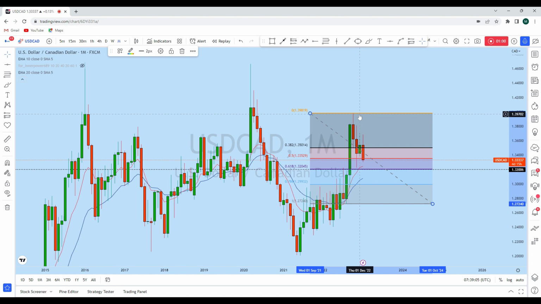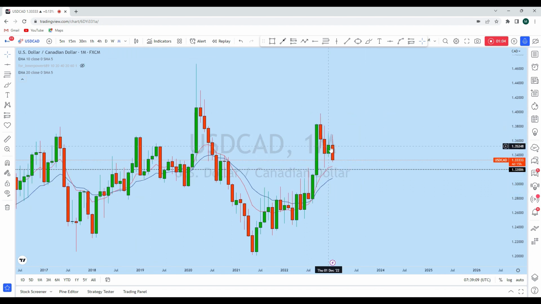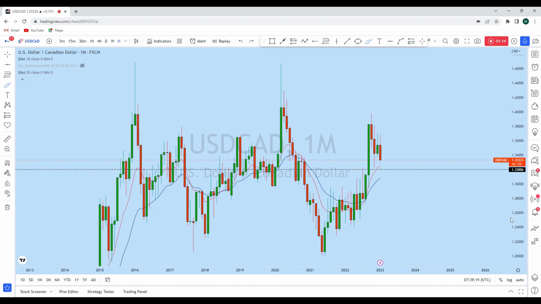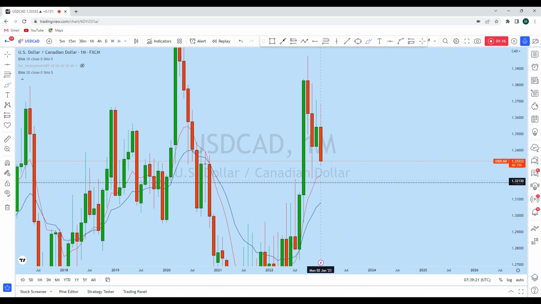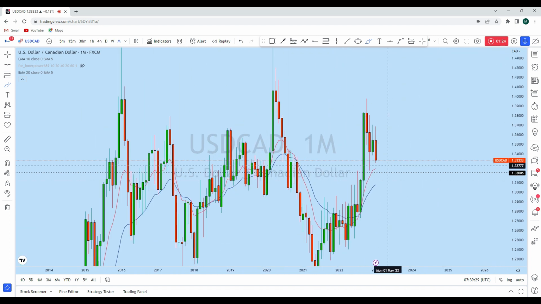61.8% Fibonacci level. So what we can expect now, USD CAD, as you can see after the previous monthly narrow candle, this month the price reached that important monthly resistance level, and we see that the price is now rejecting. With that rejection, we can expect USD CAD to break the previous monthly low and complete a 61.8% Fibonacci level, which can give us a significant trading opportunity to the downside in this instrument.